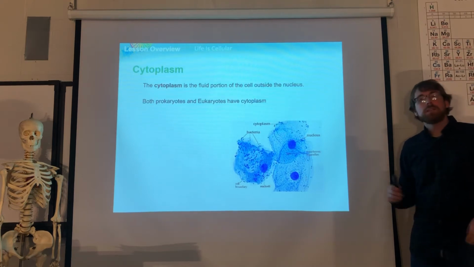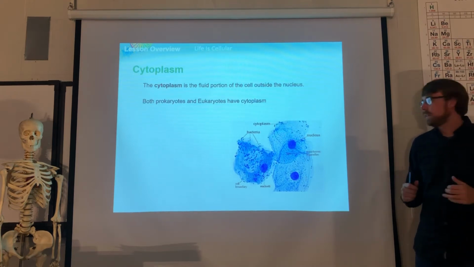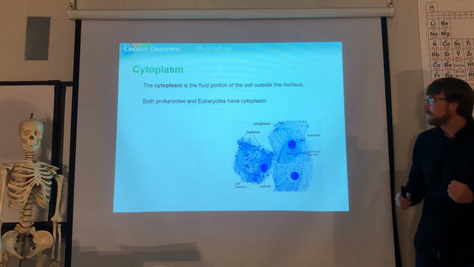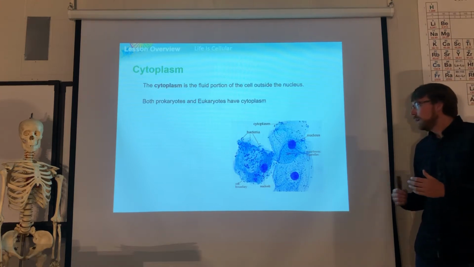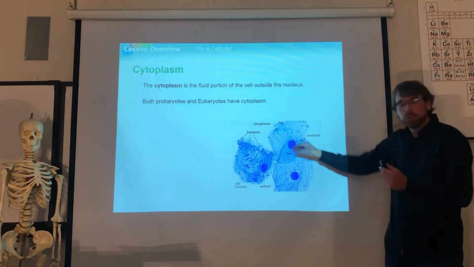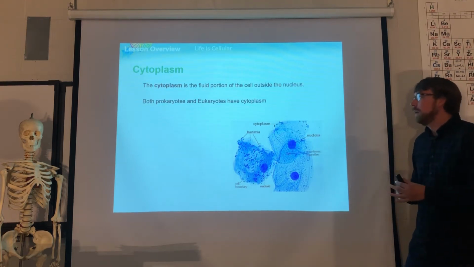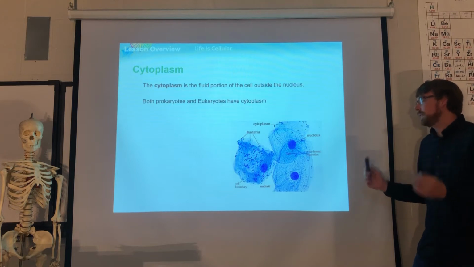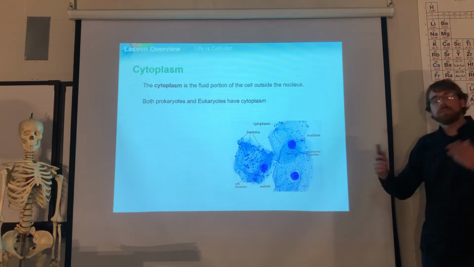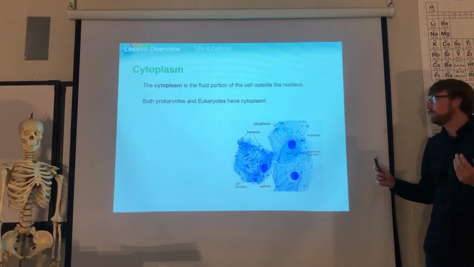So the first distinction that we're going to be talking about today is between the cytoplasm and the nucleus. So everything that is outside of the nucleus, which is the large structure that holds the DNA, can be called the cytoplasm. Both prokaryotes and eukaryotes have cytoplasm. It is the fluid portion of the cell.